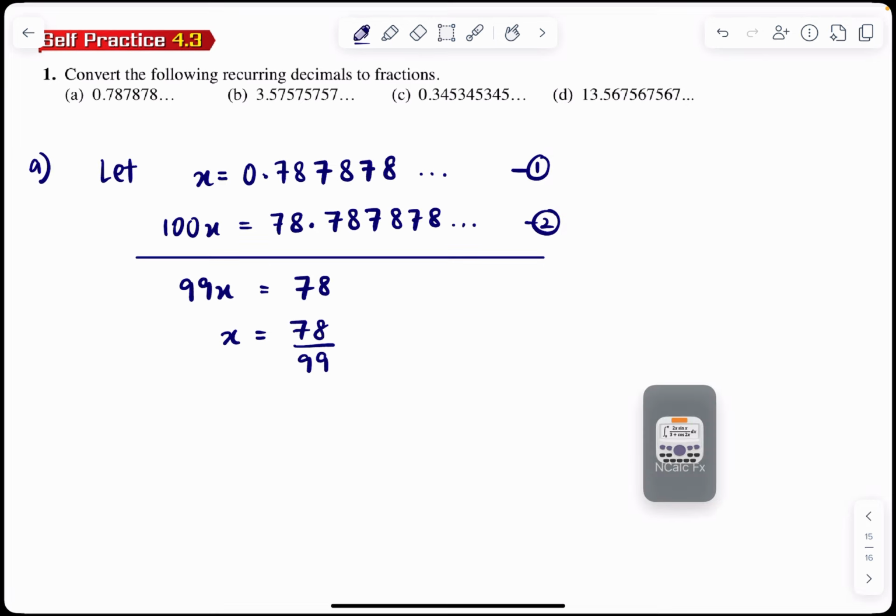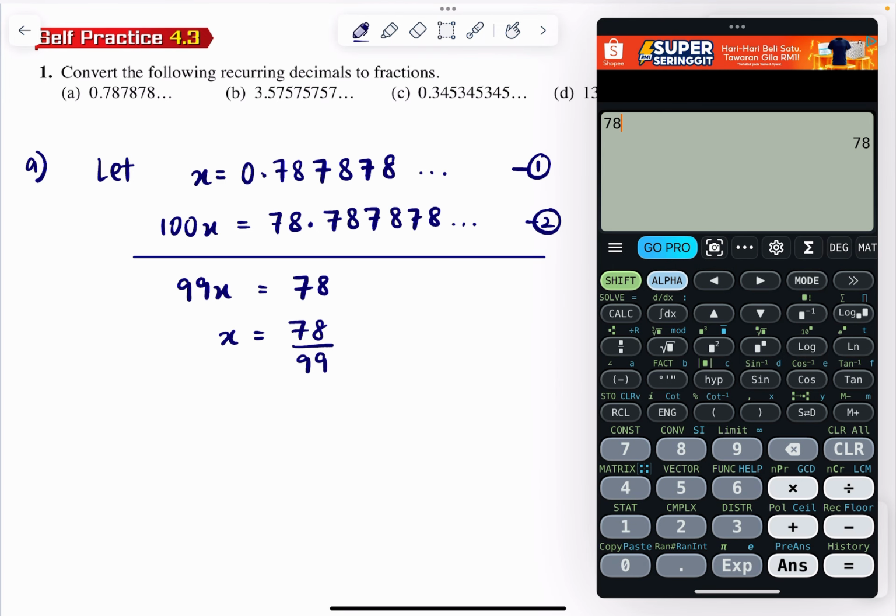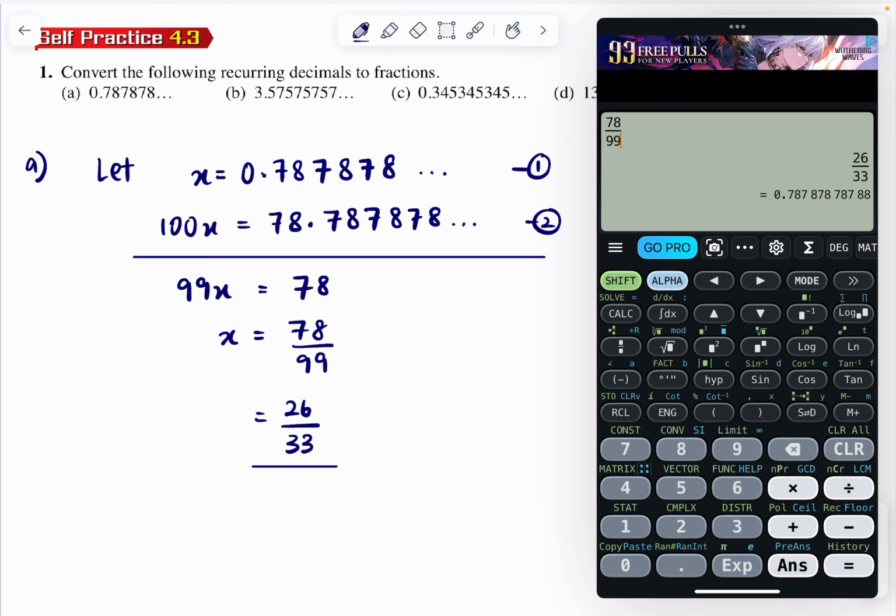So this one we can double check if you can simplify or not. Yeah, so you can simplify it to 26 over 33. And you can see in the decimal form it's 0.787878. Okay, so this is how to do this.